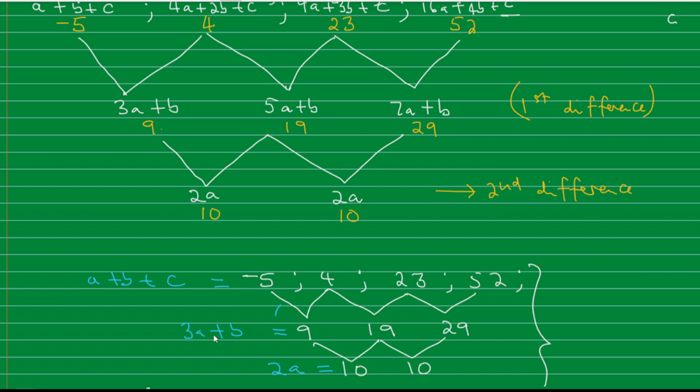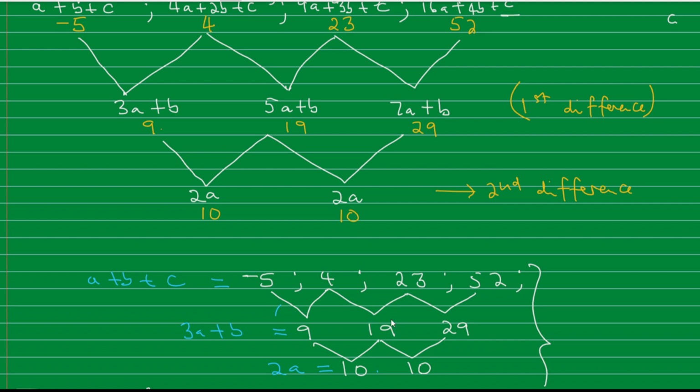Okay, we have 3A plus B is equal to 9, and 2A is equal to 10. Take note of these terms because we are going to use them in finding the general term of the sequence. Take note that here we are using this row of numbers, negative 5, 9, and 10. We are not using 19, and we are not using 4.